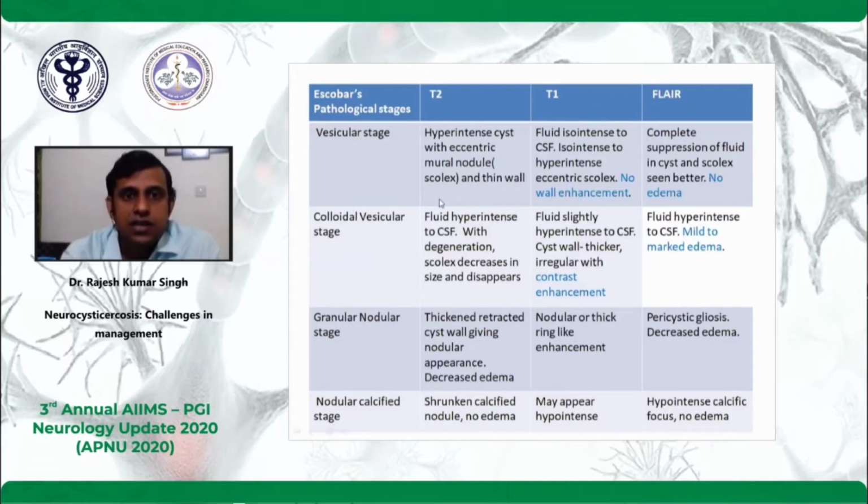Then comes the colloid vesicular stage, when the cyst starts degenerating, and in this stage you can find the edema. Mild to moderate marked edema will be there, most visible in the FLAIR and T2 images, and also contrast enhancement will be there, and the cyst will become thicker. The fluid will be slightly hyperintense to CSF in the T1 as well as in the T2. Then comes the granular nodular stage and nodular calcified stage, and in this, gradually the enhancement will be nodular, but the edema will decrease, and finally the nodular calcified stage will come.